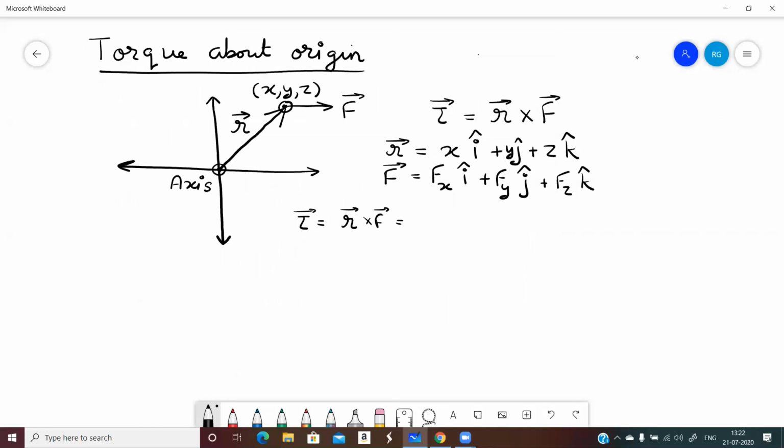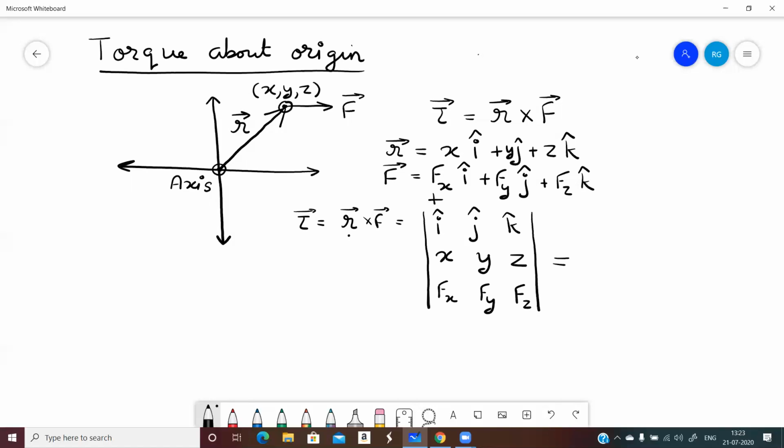Now this determinant notation can be like this. I write here i cap, j cap, k cap. Now this R, I write beneath ijk, so it is X, Y, and Z. And beneath this, I write Fx, Fy, and Fz. Now we have to find the solution of this cross product.